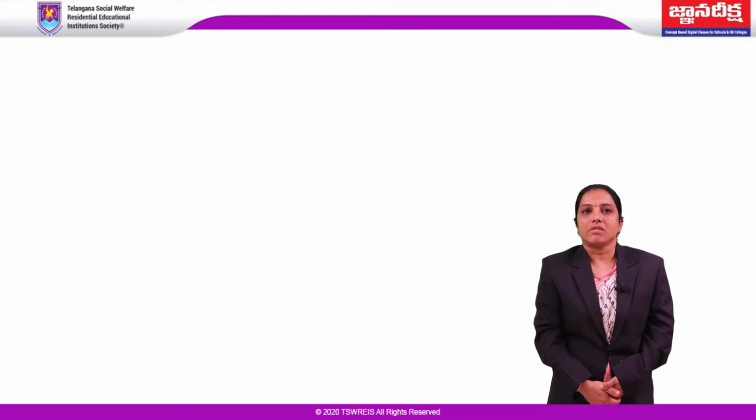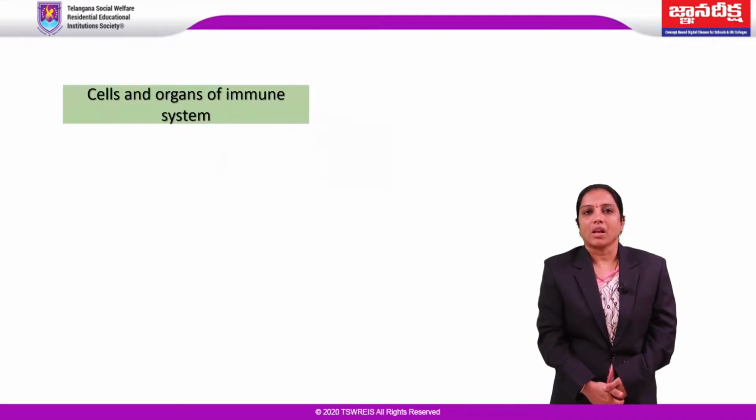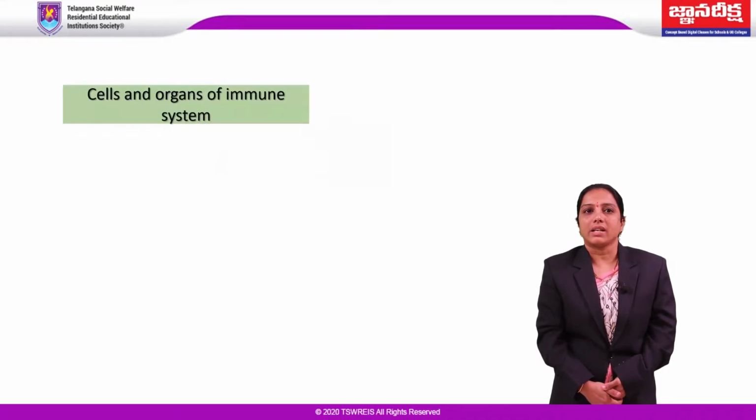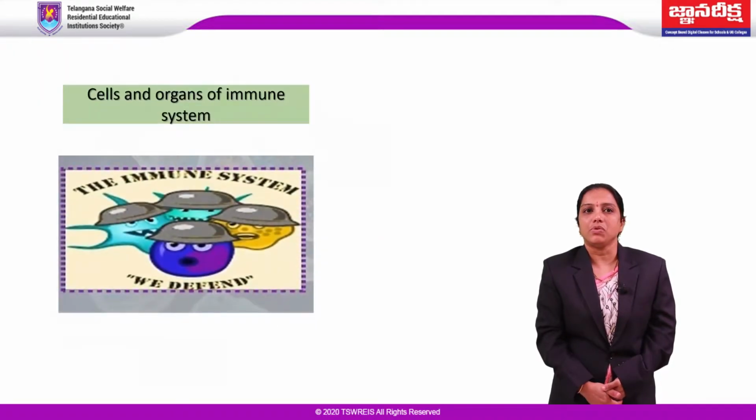Today, in this session, we will learn about cells and organs of the immune system. Before that, I want to give a question: what are the different cells and organs used in immunity, and how are these different cells involved in the immune system to provide immunity? Structure and organization of cells and organs involved in immunity production, and how we defend ourselves against many foreign particles with the use of this immune system.